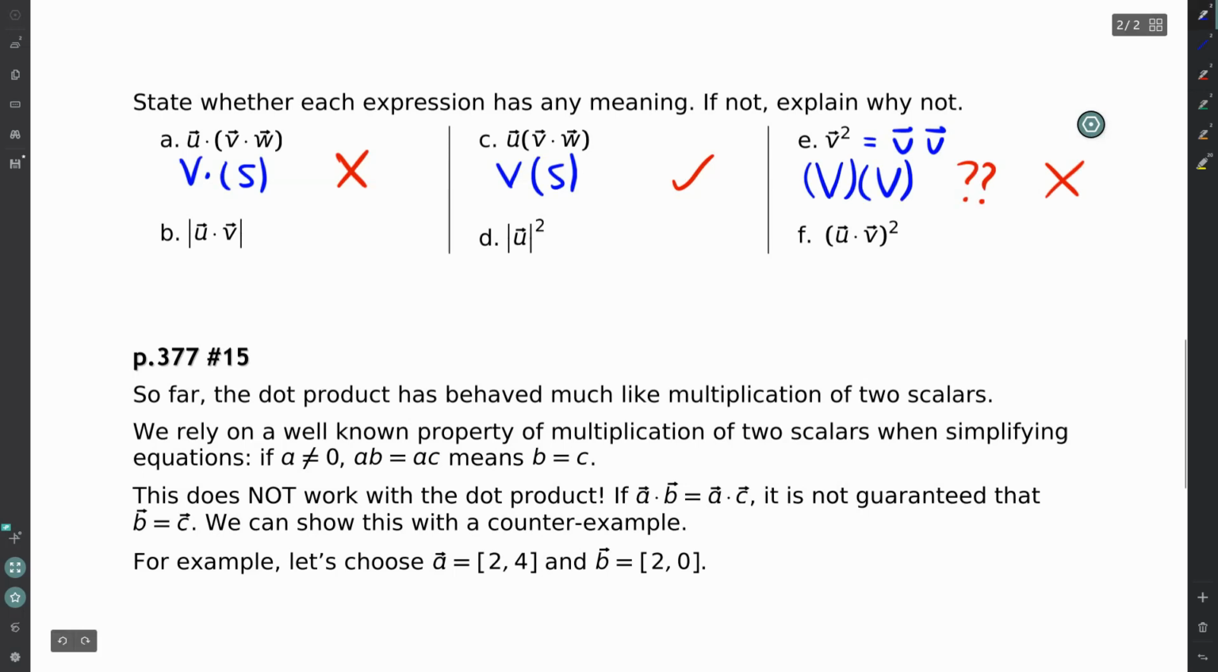As I said, B, D, and F, I'm going to let you do as an exercise. All of them work, and I want you to know why they work. So write down whether we're getting a scalar or vector from the multiplications and verify that we're never trying to dot a vector with a scalar or somehow multiply vector times vector.